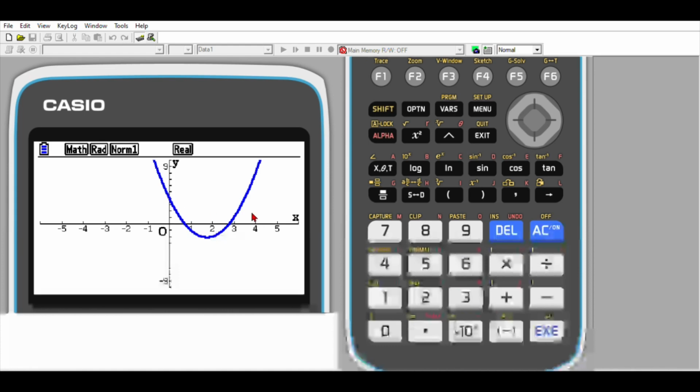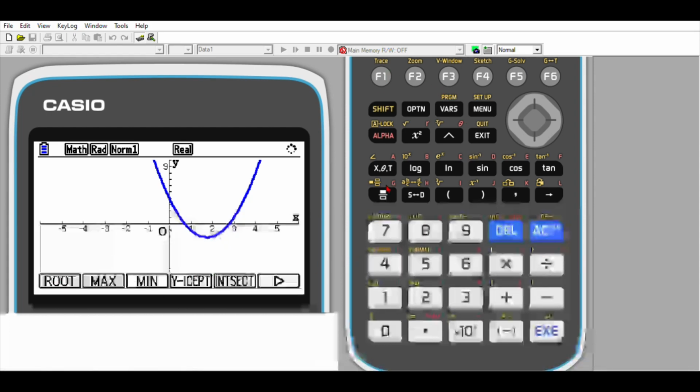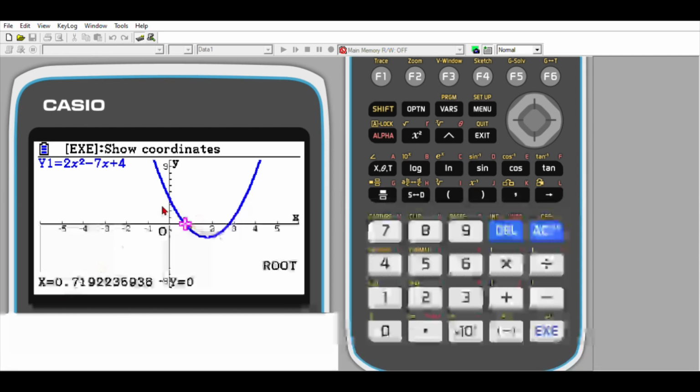We can first of all identify the x-intercepts. Let me do that. Shift G solve and root, and we get here the first x-intercept, which is 0.72, and the second x-intercept is 2.78. Okay, so once we have those two intercepts, we know that in order for the function to be greater or equal than 0, we should pick all the values that are above those two roots, right? Because for this interval here and this interval here, the equation is greater or equal than 0.